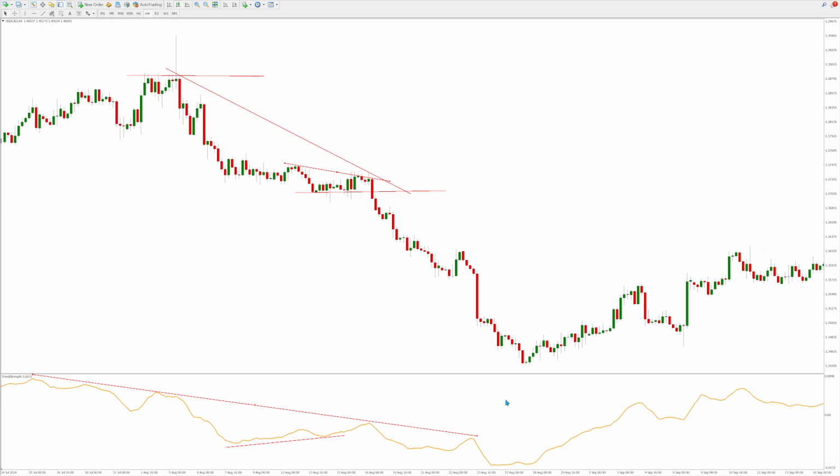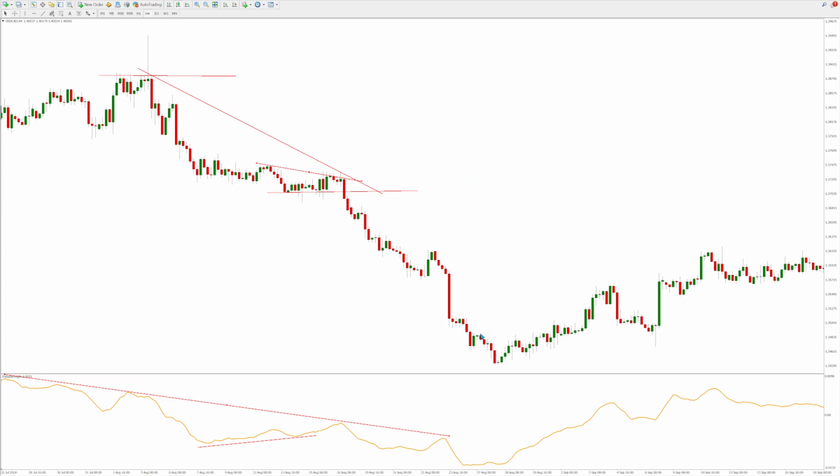Okay, and the indicator again can help you out of trouble if for whatever crazy reason price is here and you think it's a good idea to sell.